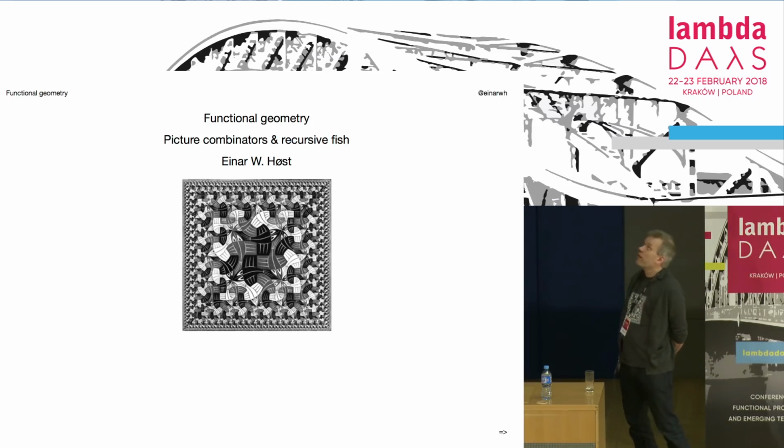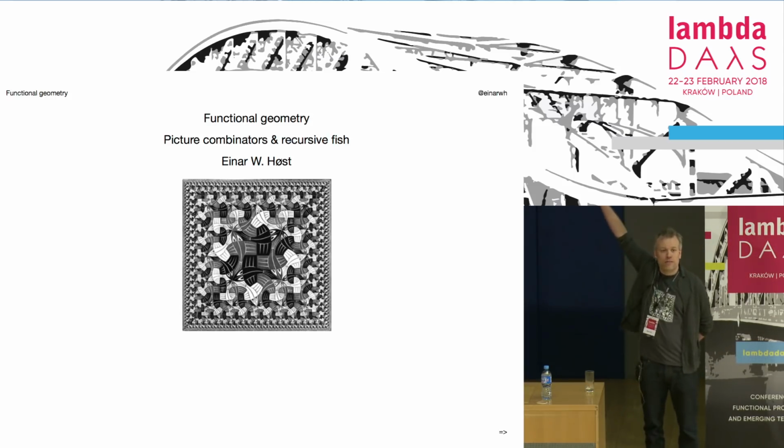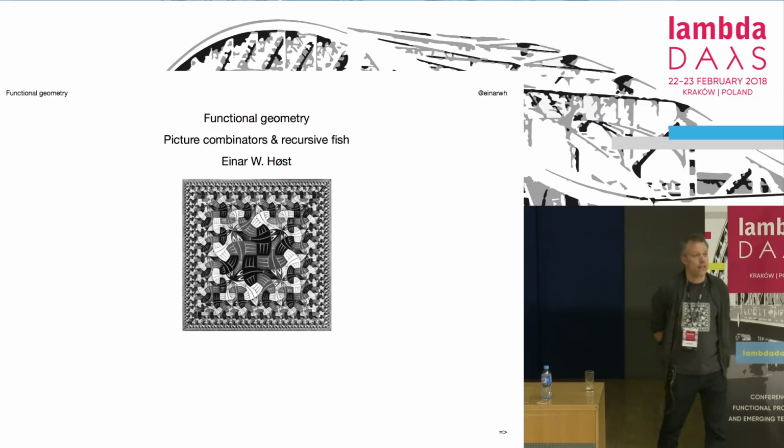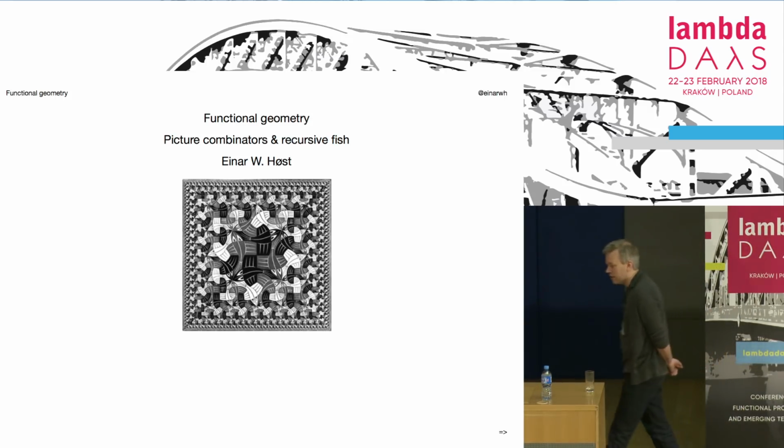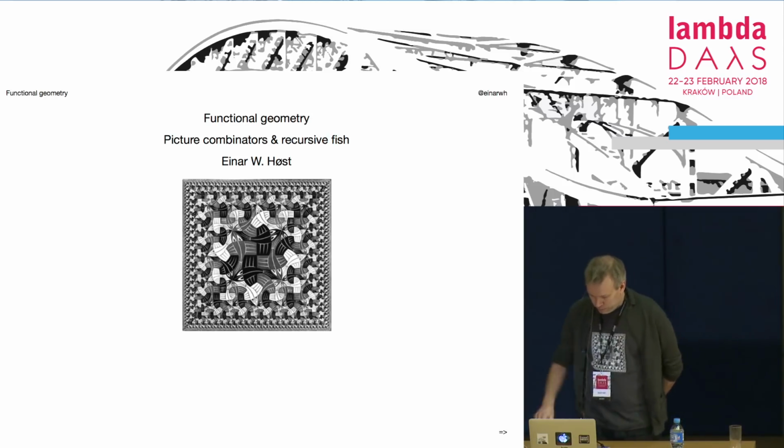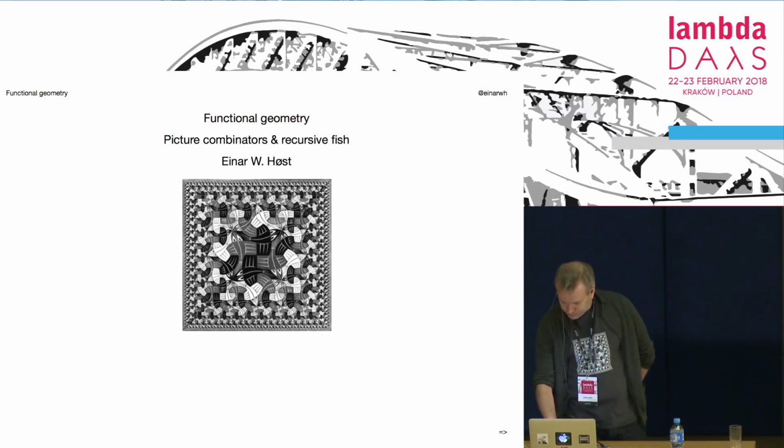The agenda for today is the thing that you're seeing on the screen, which is a woodcutting by Escher called Square Limit. Of course, that's not the woodcutting, that's a PNG image of it. But what do you do?